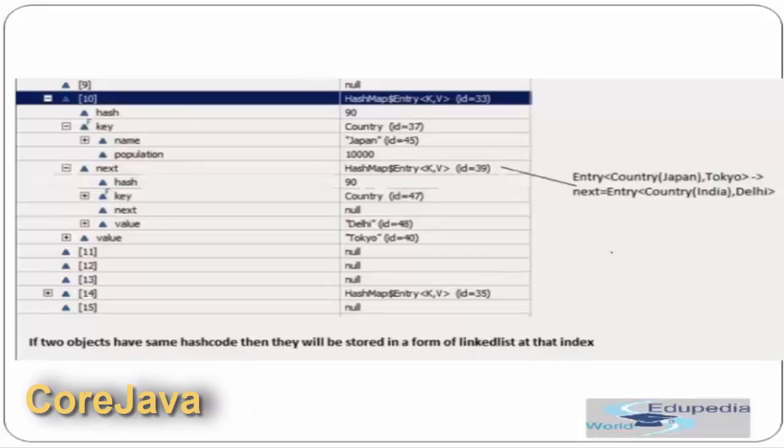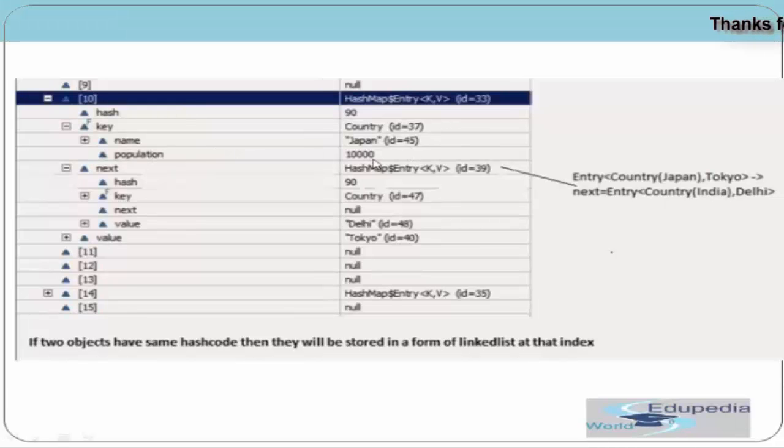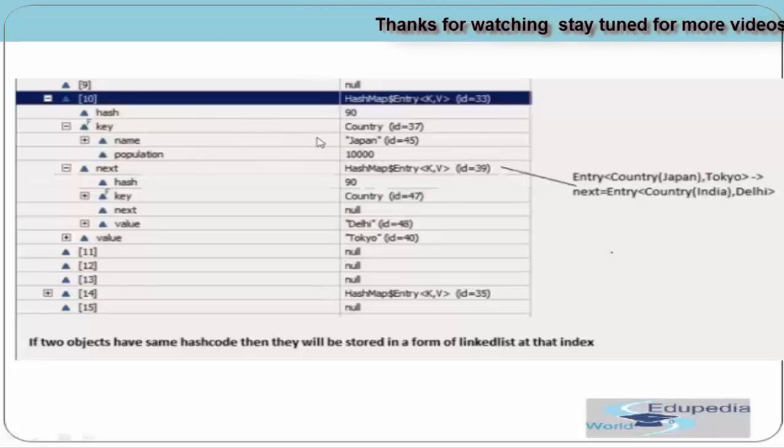You see over here on the 10th bucket, we actually have this map entry. Now, what all things does this map entry have? It has a hash value which is 90. Then it has a key. The value of the key is country. The actual value of the key is Japan. It also contains its population, because country could be a user defined class, and this user defined class can have other data members. So it might have name and population. So this is all this key contains.